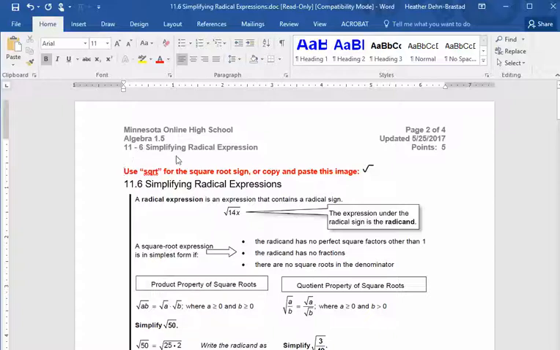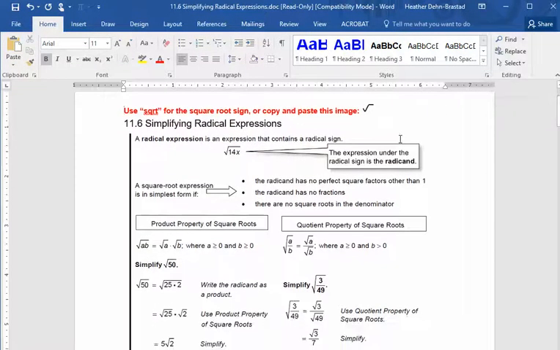the 11.6 assignment on simplifying radical expressions. So basically we're going to be simplifying square roots in this lesson. A radical expression is just one that contains a radical, and we'll be using square roots. There's also cubed roots and fourth roots and so on, and they're all called radicals, but we'll be working with the square root today.